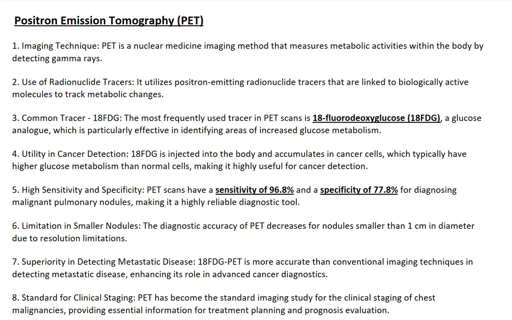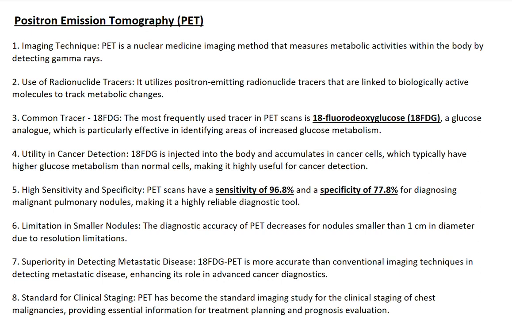Point-wise description of positron emission tomography, PET. 1. Imaging technique. PET is a nuclear medicine imaging method that measures metabolic activities within the body by detecting gamma rays. 2. Use of radionuclide tracers. It utilizes positron-emitting radionuclide tracers that are linked to biologically active molecules to track metabolic changes.